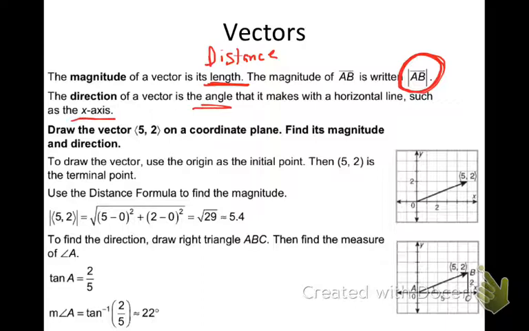Okay. The direction of a vector is the angle that it makes with a horizontal line, such as the x-axis. So what happens here is you draw the vector (5, 2). Well, I go over 5, up 2. Does everybody see that there? Over 5, up 2. Okay, because that's my vector. It's positive 5, positive 2.